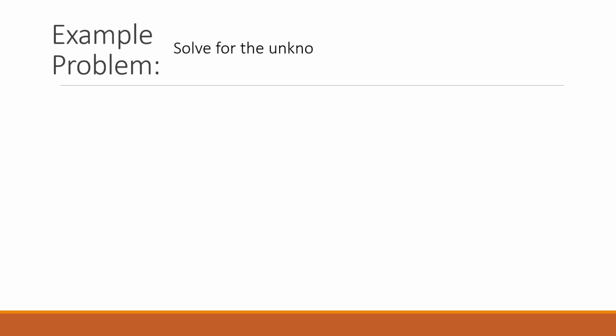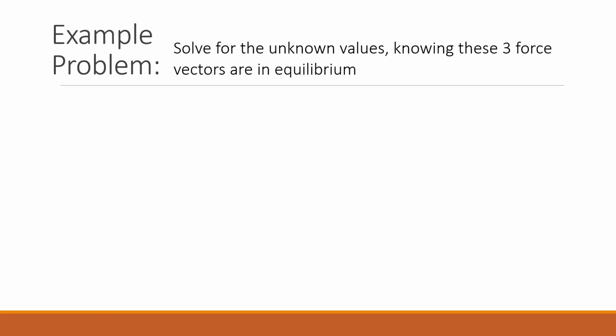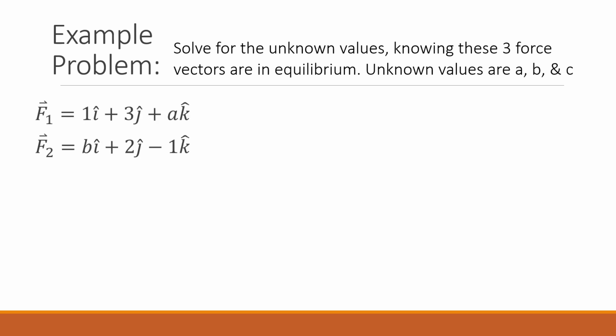So for our example problem, solve for the unknown values, knowing these three force vectors are in equilibrium. Unknown values are A, B, and C. We have three force vectors, each with an unknown value. Force 1 is 1i plus 3j plus ak. Force 2 is bi plus 2j minus 1k. Force 3 is 4i plus cj plus 5k.